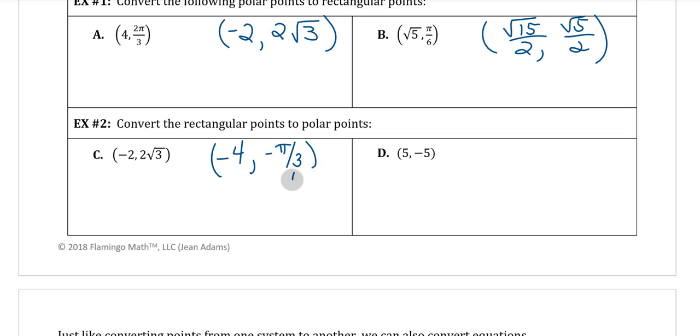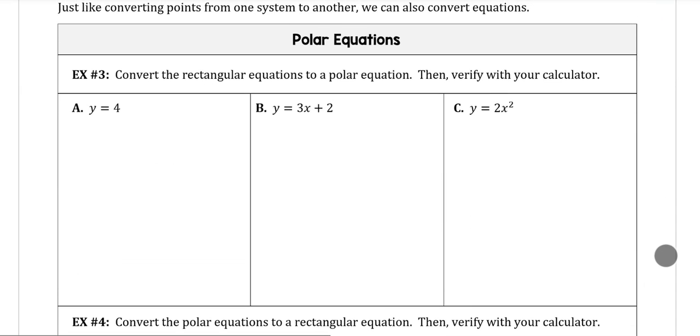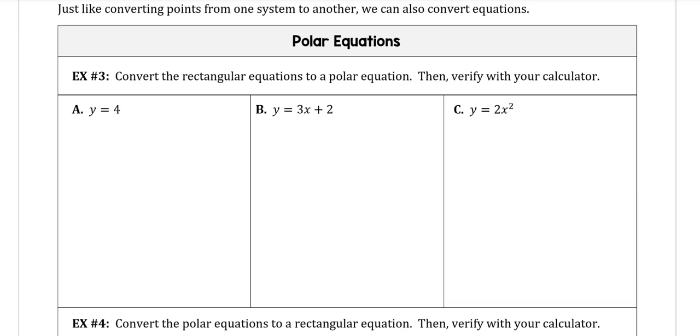You can also write that angle as 5 pi over 3. Both would be correct for that. And for the last one, again, this angle could be written as 7 pi over 4. Like I said, there isn't a unique set of coordinates for these. Okay, so give those a try using these conversion factors. This is something you should have done in pre-calc. So let's spend a little time converting polar equations back and forth.